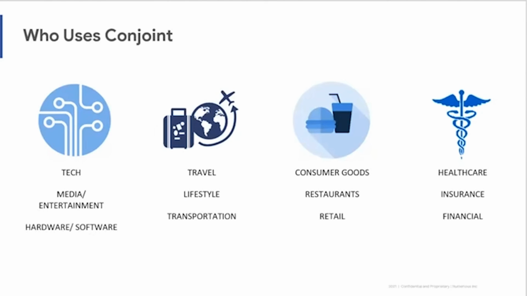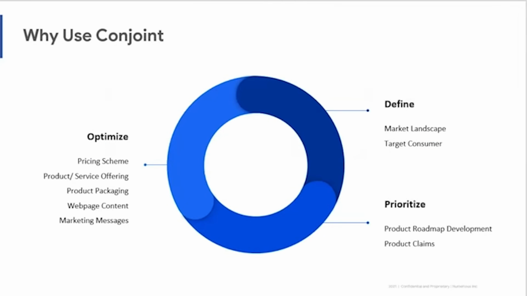I talked a lot today about consumer goods or tech, so to say, but you can use this methodology within travel, within transportation, within healthcare, within insurance, and also not just B2C, but also B2B type work. And when you use conjoint, you get answers to questions like, how do we create our optimal pricing scheme? Or how do we create the optimal product packaging so that people want to choose our product on the shelf versus somebody else's?